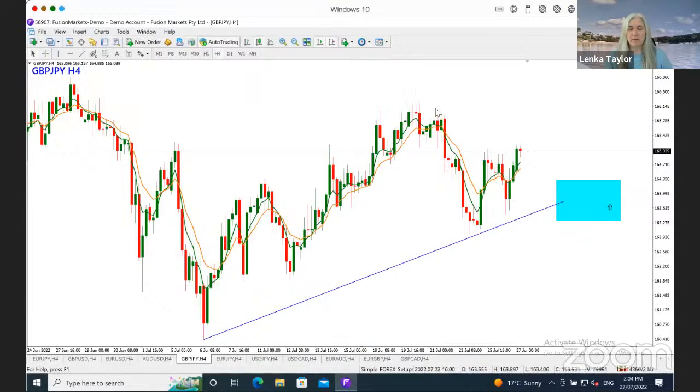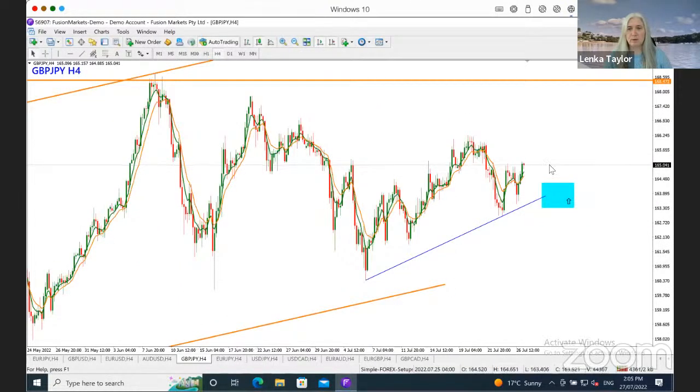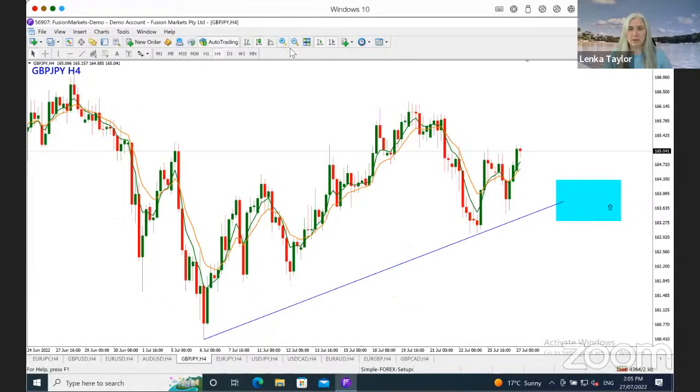If around the top here it starts to reverse, then I would be very careful, taking partial profits and potentially getting out of the trade if there is not much room to go further.